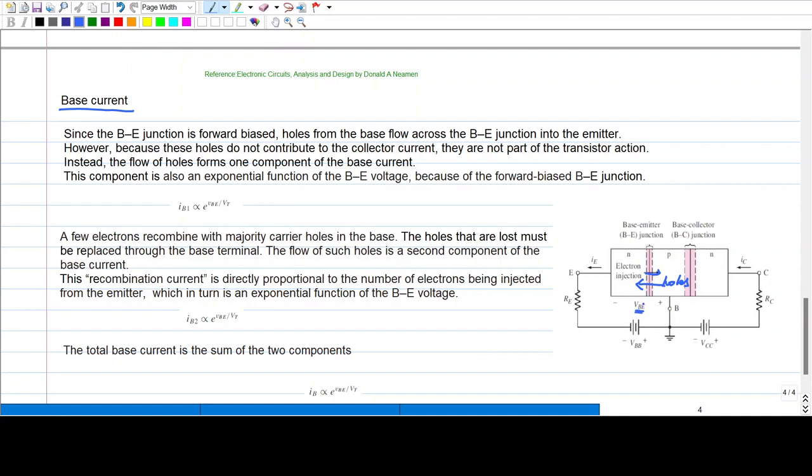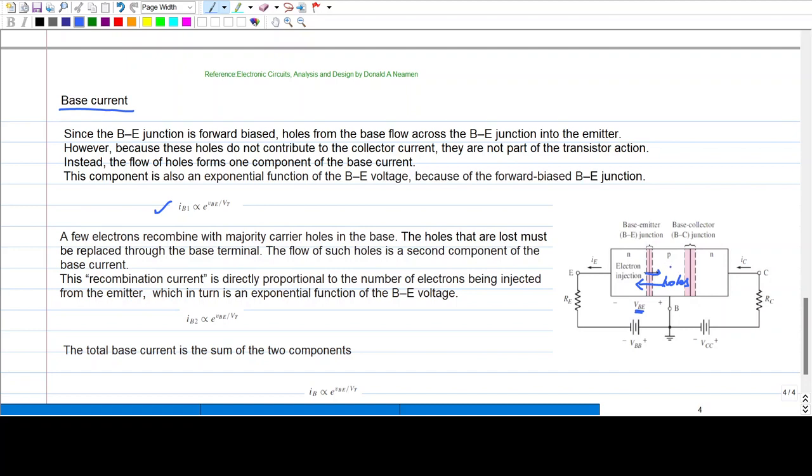So the base current has two components. The first component is due to the flow of holes from the p-type to the n-type, that is from the base to the emitter. Then what about the second component? We have approximated that there is no recombination in the base, but that is the ideal case. Practically, a few recombinations will take place in the base region.